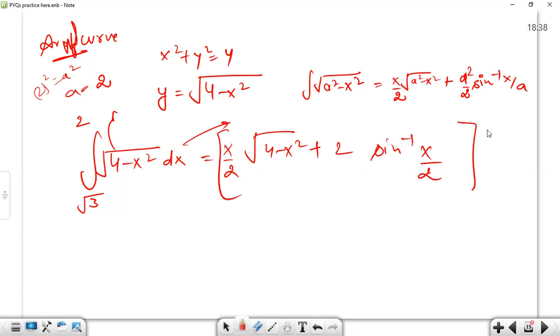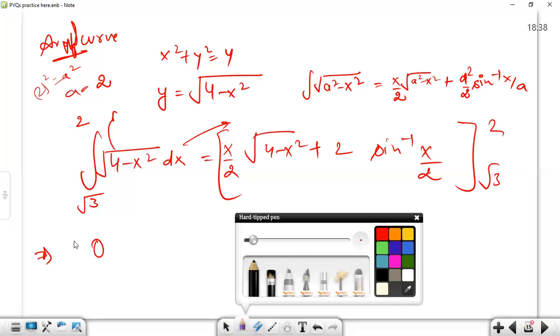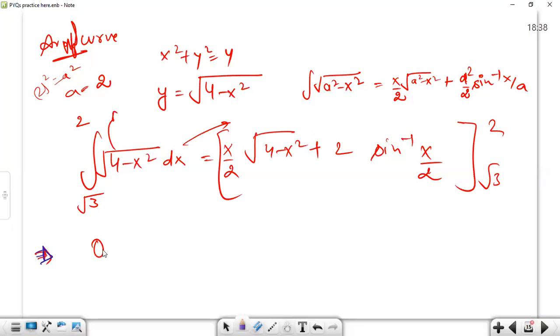There is a limit also, from root 3 to 2. So let's put 2 first. On putting 2, 2 by 2 becomes 1, and 4 minus 2 square is 4 minus 4, which makes the first term 0. Understood? Yes, sir. The first term is 0, plus 2 into sine inverse of 2 by 2, that is sine inverse of 1, which is pi by 2.